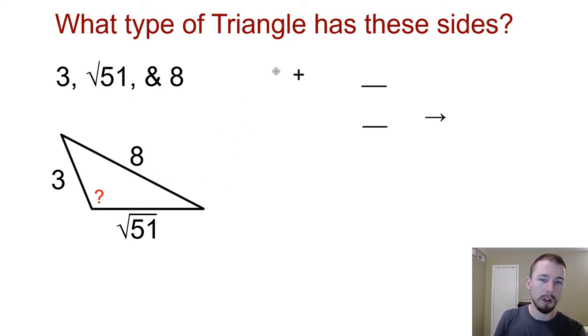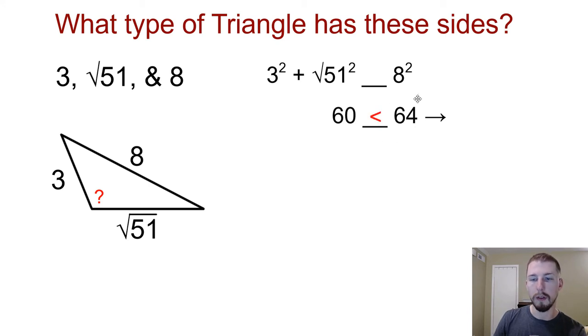The next part we want to do is 3 squared plus root 51 squared is some relationship to 8 squared. 8 squared is 64. Whenever we square a square root, they undo each other, right? So root 51 times root 51 is just regular 51. So 51 plus 9 is 60. So 60 is less than the 64. So if c is so big, it's bigger than these two, this is an obtuse triangle.